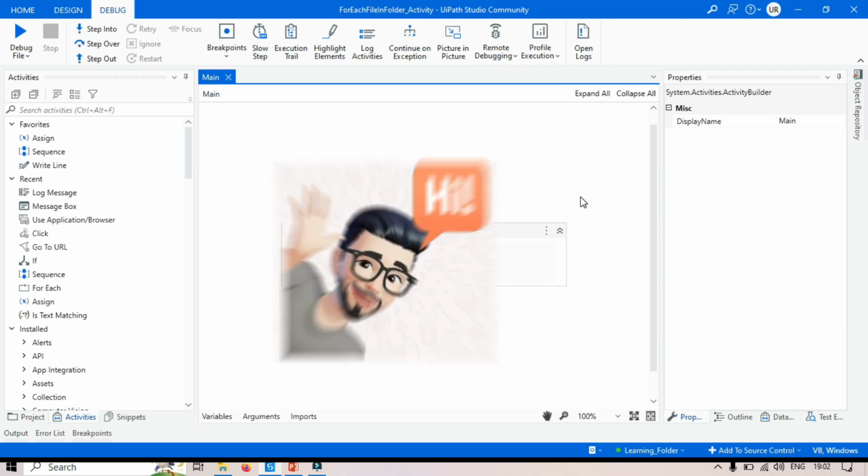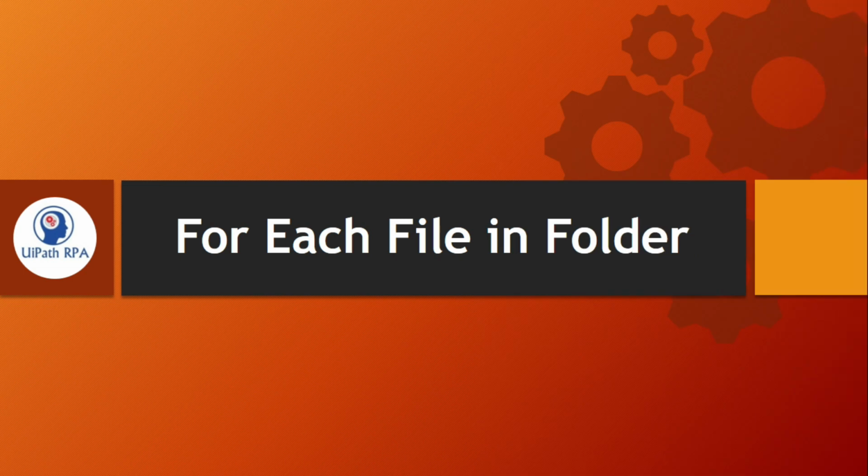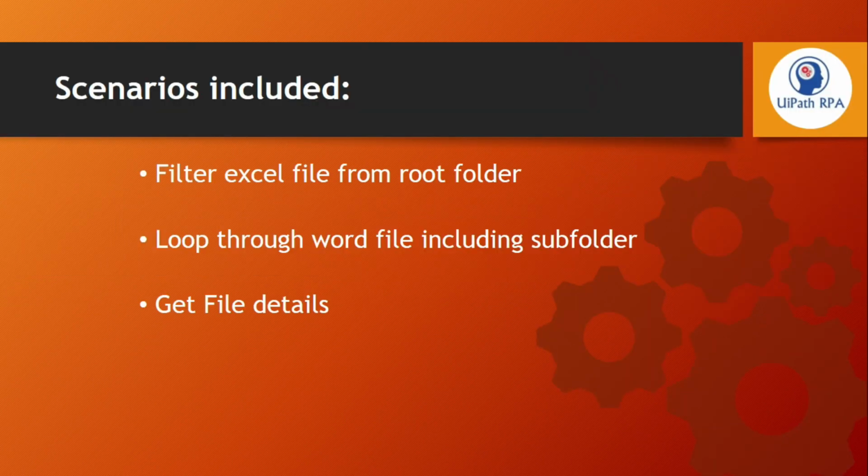Welcome back. Today, in this video, I'm going to show you how to use the For Each File in Folder activity in UiPath. I will include three scenarios: filter Excel files from the root folder, loop through Word files including subfolders, and get file details. So these three scenarios will be included in this video. And at the end, you'll have one question, and you have to reply with your answer in the video comment section.